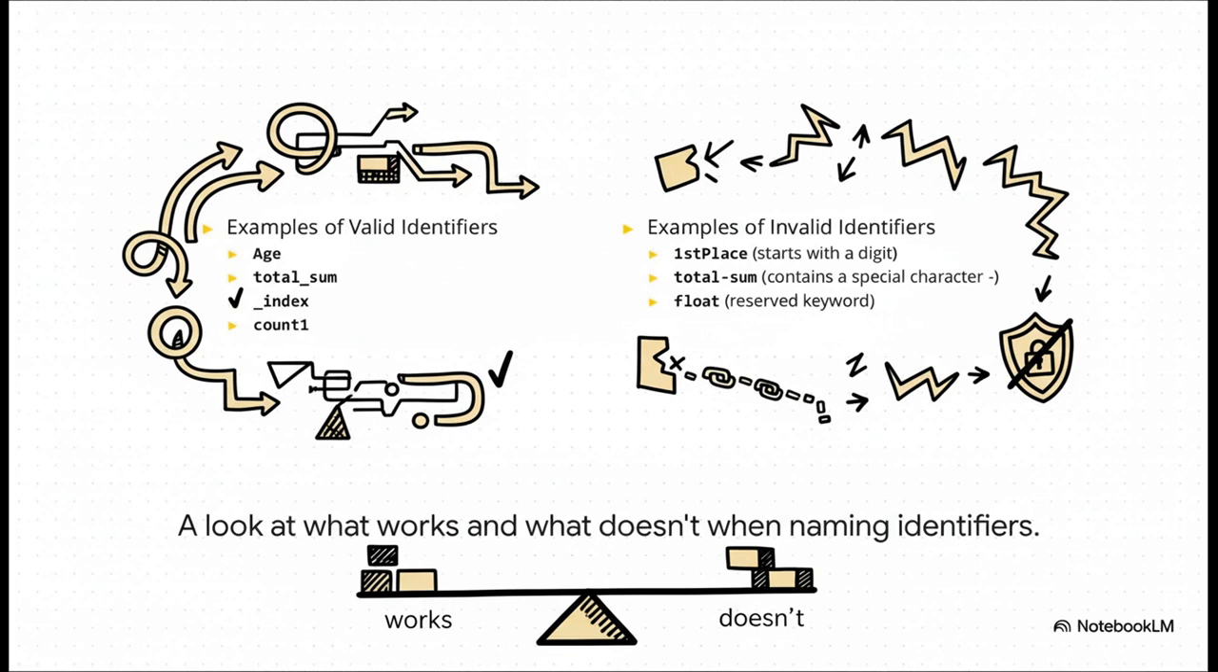So let's see this in action. On the left, you've got perfectly valid names like total_sum or _index. They follow all the rules. But look over on the right. 1st_place is a total no-go because it starts with a number. total-sum is out because of that hyphen. And then there's float. That one's invalid for a really interesting reason, which we're about to get into right now.